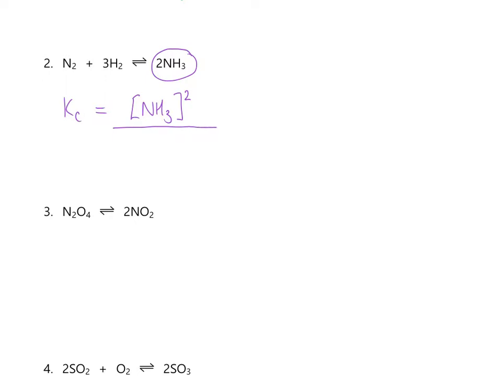then we go to the concentration of our reactants. Our first reactant is nitrogen, and you can see it has no balancing number, so there's no power after the concentration of nitrogen. Our next reactant is hydrogen, so we multiply it by the concentration of hydrogen, H2, and we raise that to the power of the balancing number, which in this case is 3.